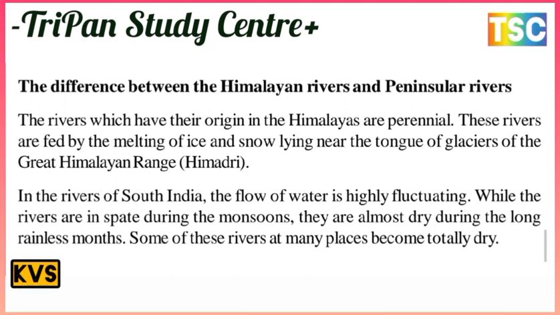But in the rivers of South India, the flow of water is highly fluctuating. The rivers are in spate during the monsoon, and they are almost dry during the long rainless months. Some of these rivers become totally dry at many places. This is an important point.